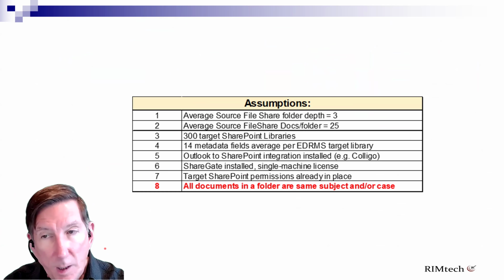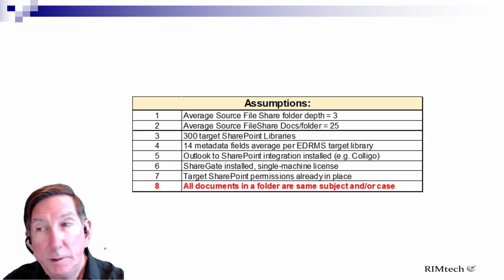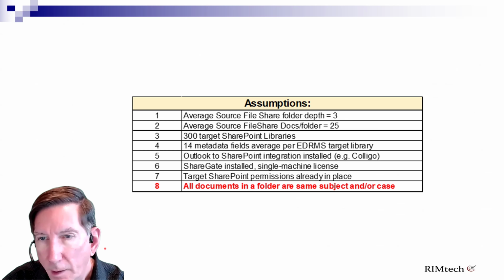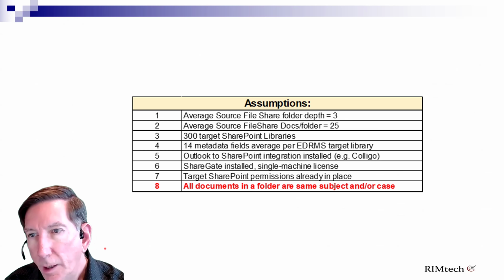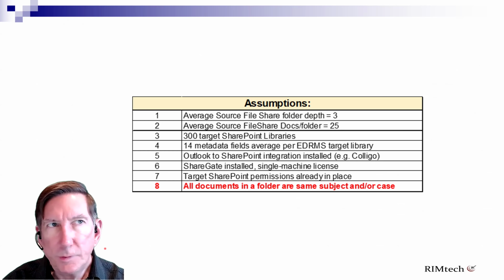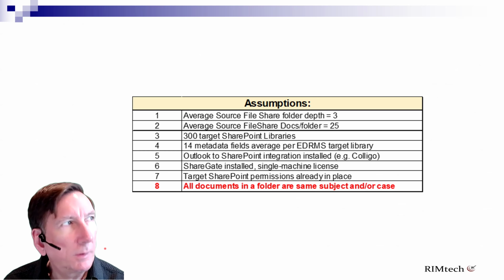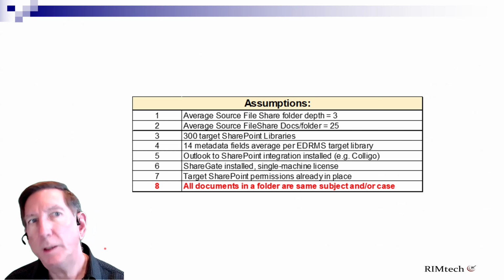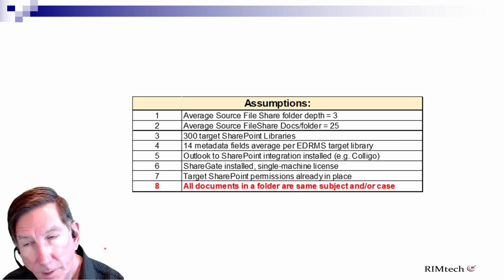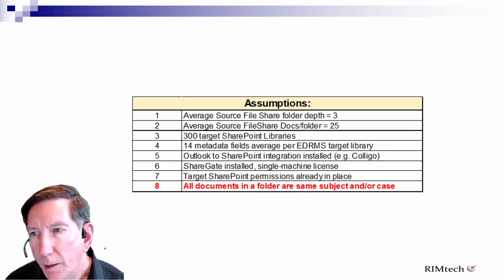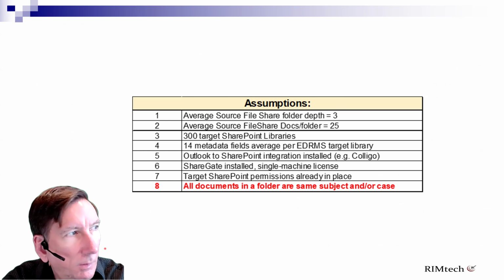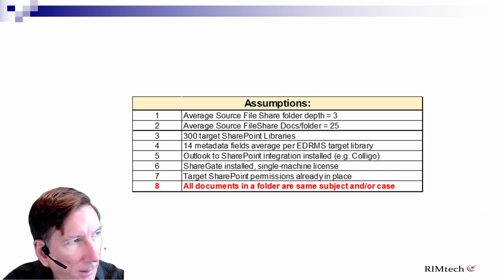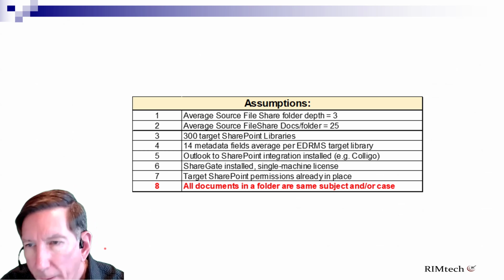And a typical modern healthy EDRMS has 14 metadata fields on average. That's just a fact, statistical average. Now, let's further assume that it's a really good quality EDRMS that is integrating Outlook with SharePoint. So people are putting email into SharePoint as records. Let's just assume that. You'd have to use a third-party product like Caligo, Harmony, or I forget the name of the other one, but there's a few on the market.